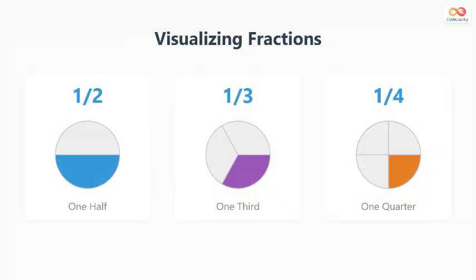Seeing fractions visually helps us understand their size. Here we have 1/2, 1/3, and 1/4. Notice that as the bottom number gets bigger, the pieces actually get smaller. 1/4 is smaller than 1/2 because you are sharing the whole object among more people or parts.